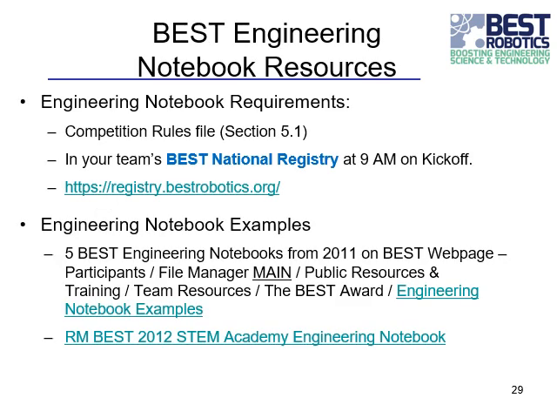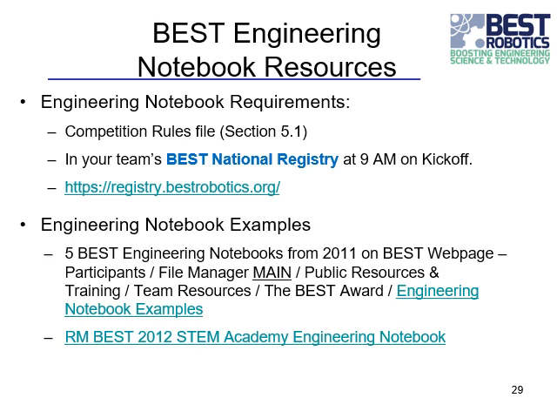As a reminder of some of the resources that we talked about previously, your engineering notebook requirements are in the competition rules under section 5.1. These are available in the BEST National Registry at 9 a.m. on Kickoff Day, and the links listed there.